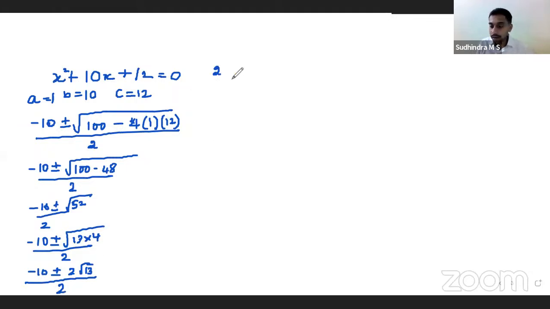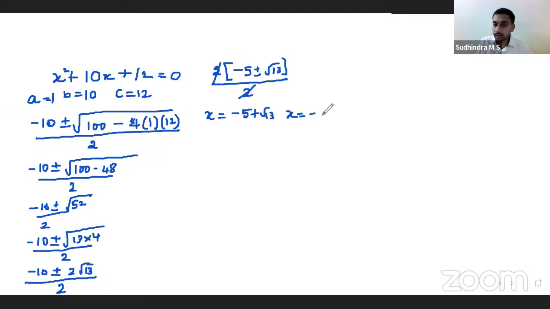Again, I can take 2 common. If I take 2 common in the numerator, I get minus 5 plus or minus root 13 divided by 2. Why did I take that? So that 2 and 2 get cancelled. Therefore, the roots are minus 5 plus root 13, minus 5 minus root 13. Yes, they are irrational conjugate pairs.